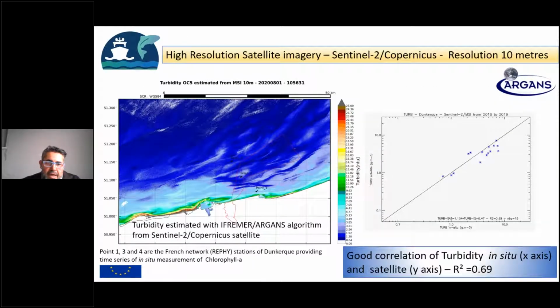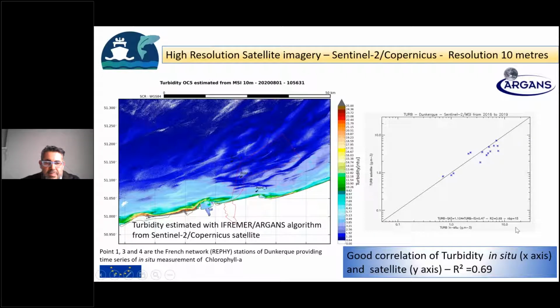The next is also coming from a satellite, and this is turbidity estimation in the same area. Again, on the left screen, you see the satellite image and the scale, the color scale of turbidity. And on the right screen, you see in situ measurements on the x-axis and the satellite data on the y-axis, and the R square is 0.7.